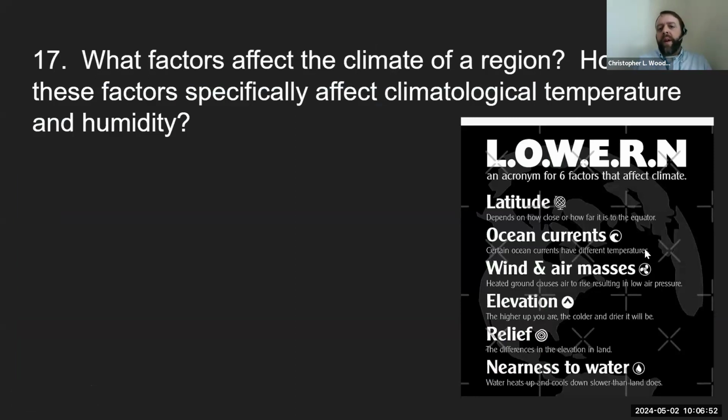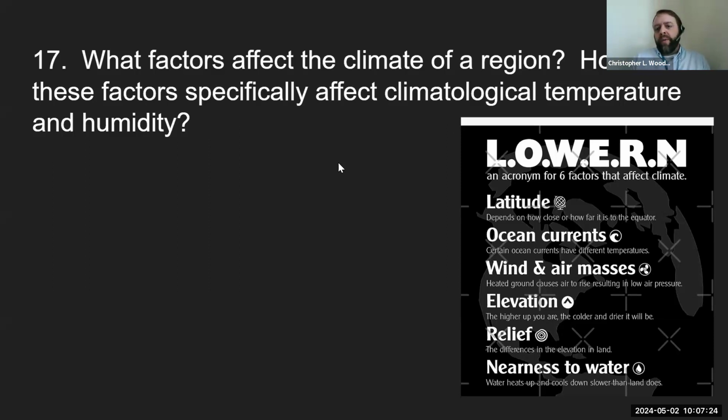Back. What factors affect climate of a region? And then how do these factors specifically affect climatological temperature and humidity? So the main factors that affect climate, I found this nice little mnemonic device for you, LORN: latitude, ocean current, wind and air masses, relief or topography, and then proximity to water, nearness to water. So all of these together, latitude's your biggest determiner of climate.